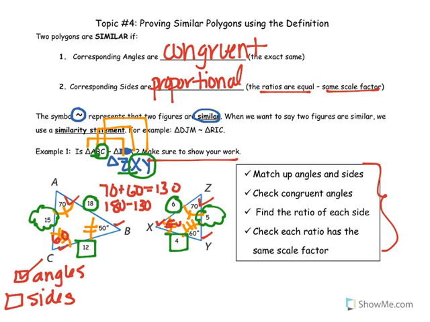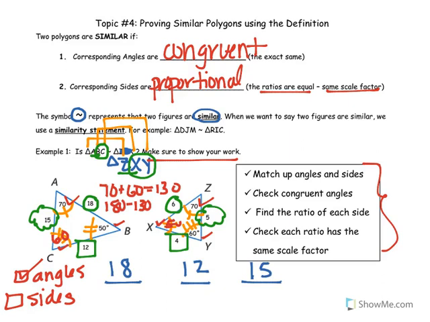Okay? Make sure you're always putting the same triangle in the numerator and denominator each time. I'll show you what I mean by that. So let's focus on this triangle ABC. The 3 sides that come from triangle ABC are 18, 12, and 15. Notice all 3 of those sides went in the numerator.